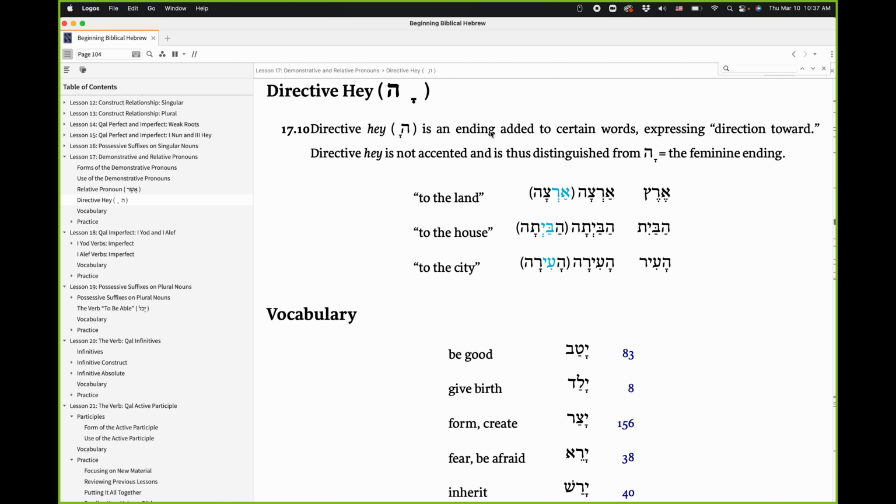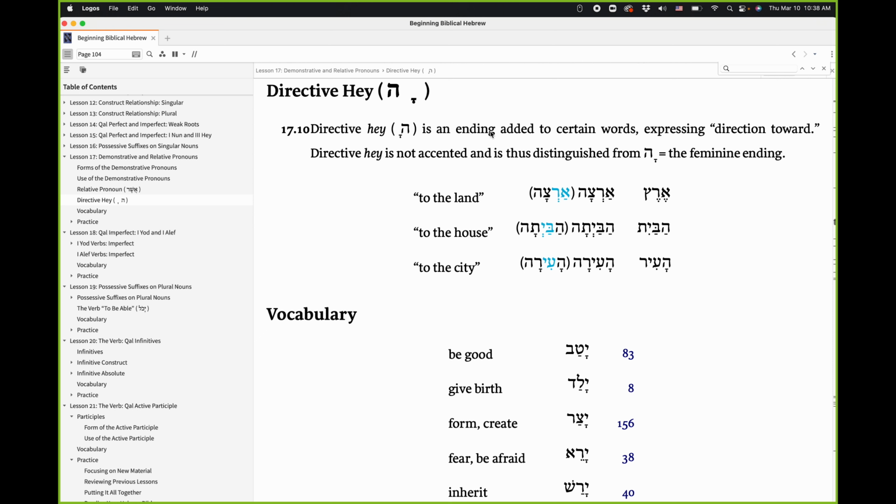I would say 80 to 90% of the time, it's one of three situations when you have a final he at the end of the word. It's either a feminine singular noun or adjective, or it is a Qal perfect, either 3ms or 3fs, or the cohortative. When you create a cohortative, it's basically the imperfect form of the 1cs or 1cp with a he on the end. Those are the three situations where you will regularly see a he at the end of a word. If none of those three fit, then assume it's a directive he.